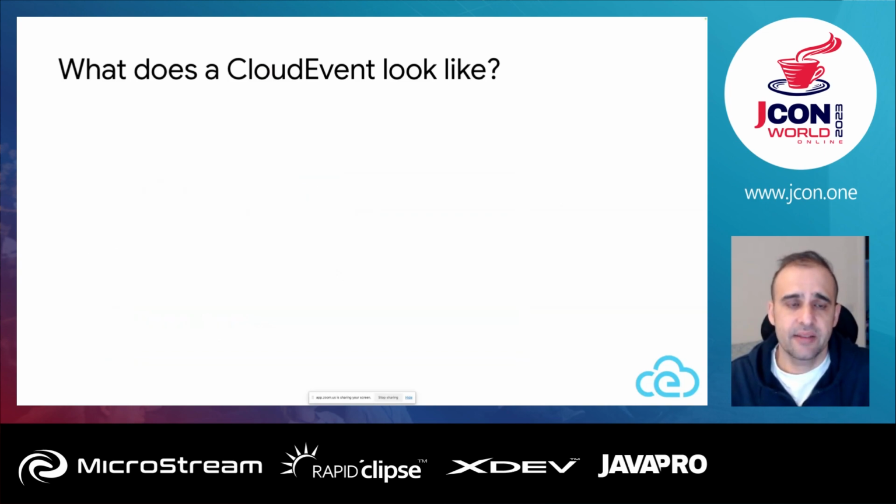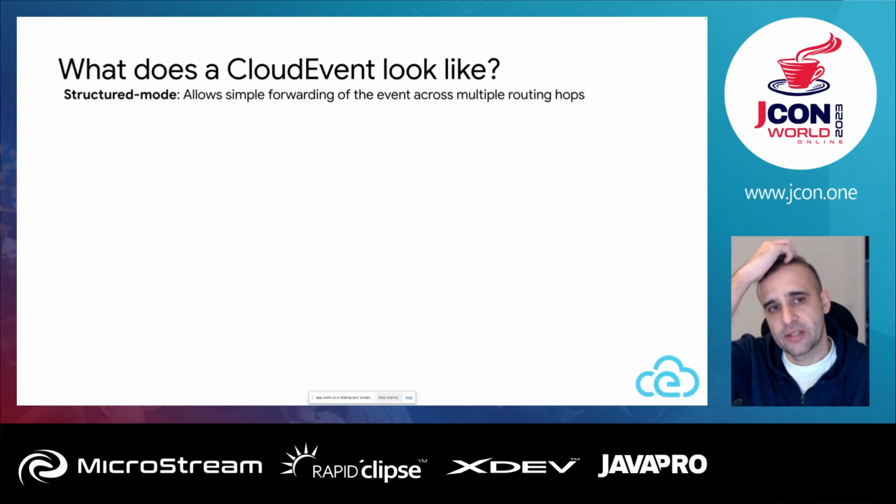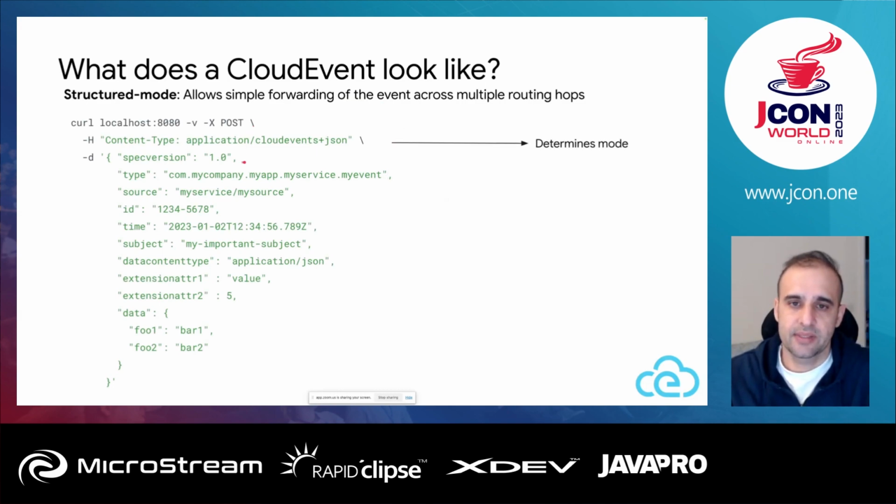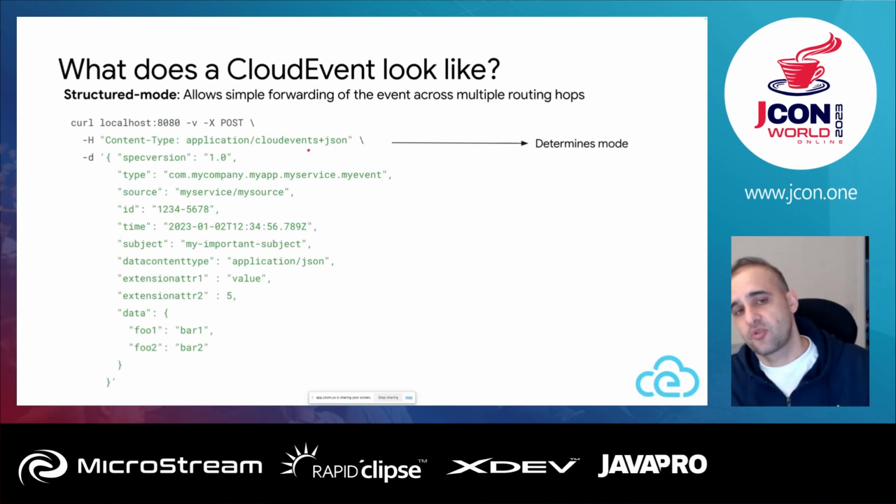Now, the second mode of CloudEvent is called structured mode. And in structured mode, everything is in the body. So the same event that we looked at, now when you look at it in structured mode, you'll realize that first, the content type is different. The content type is CloudEvents JSON. So this determines that this is a structured mode CloudEvent.